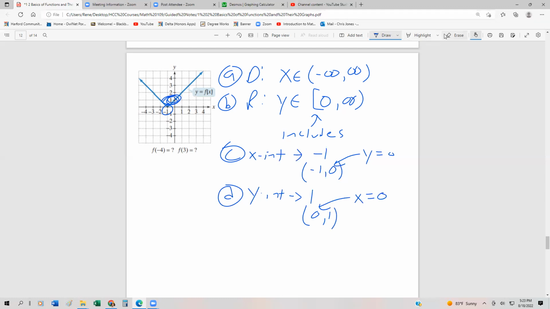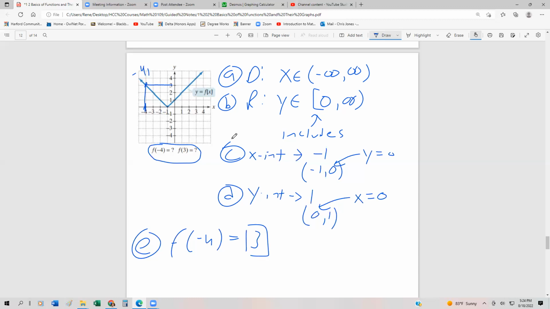And then finally, the last thing that we're going to do is go through and evaluate the function at -4 and 3. So f of -4, we're going to go to -4, and then we're just going to trace it, and it looks like it lines up at 3. Okay, so again, the point (-4, 3) is on this function.